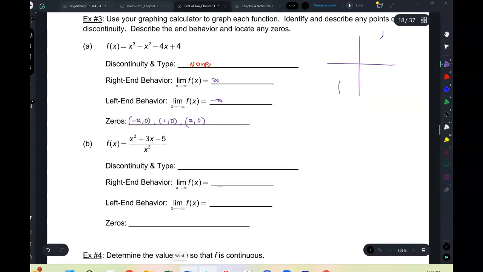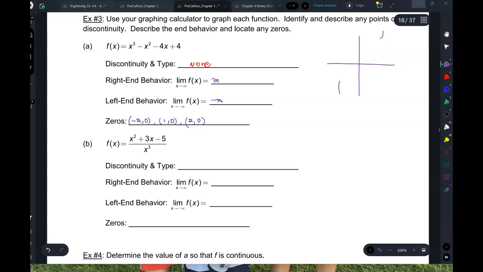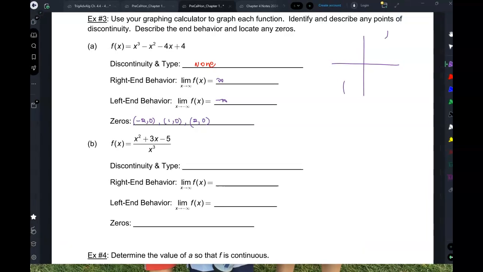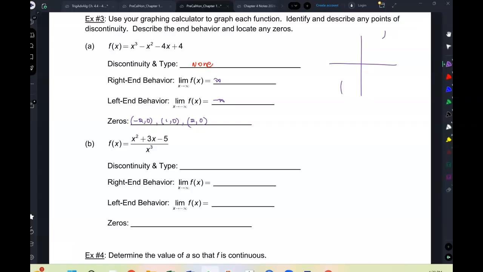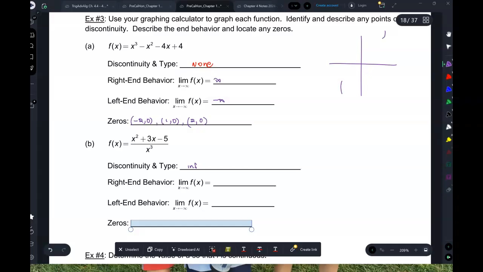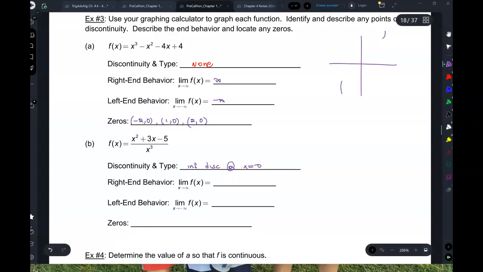Okay, so for the next one, do you anticipate any discontinuities? Where? X equals 0. And what kind of discontinuity would you anticipate for that one? It's an infinite discontinuity, right? So infinite discontinuity at x equals 0. All right, so go ahead and graph it and let me know what the end behavior is going to be.